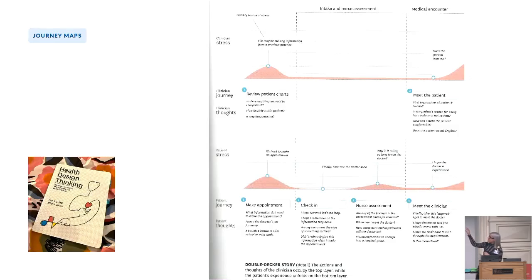This is a double-decker story, this journey map that they created, where they're identifying clinician stress, the clinician journey, the clinician thoughts, the patient stress, the patient journey, and the patient thoughts. And you can see this is walking through making an appointment, checking in, the nurse assessment, and meeting the clinician. But they've really identified that those thoughts and stress are important for them to understand and learn about so they can improve the process. And so they worked on tracking those things in that linear journey, which I think is really fascinating.